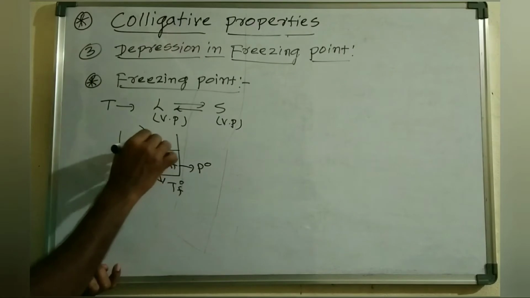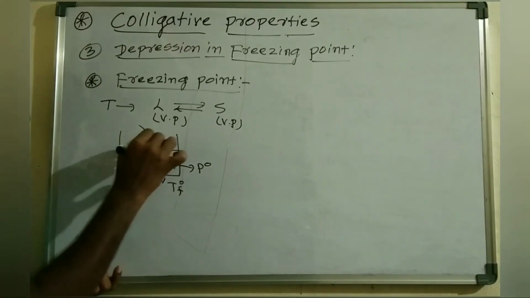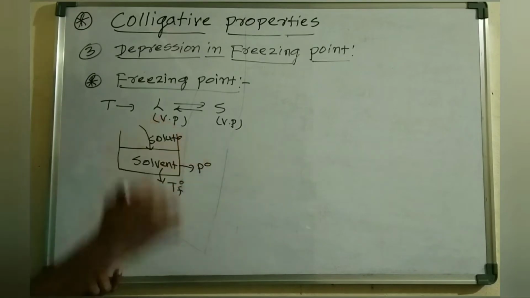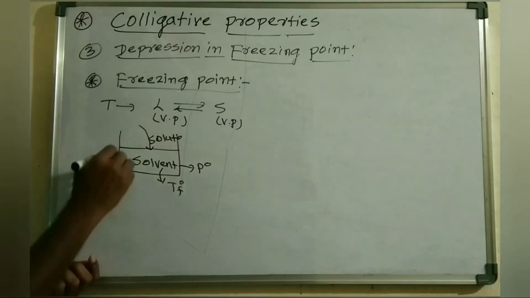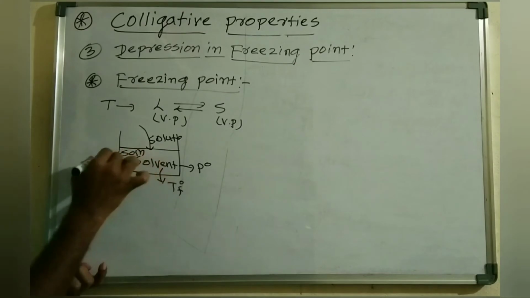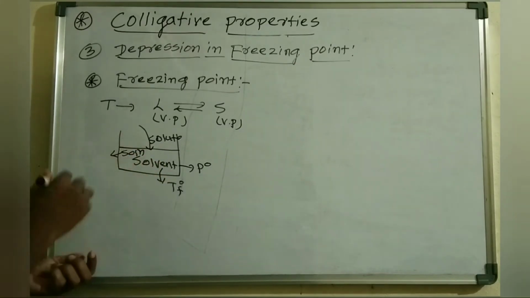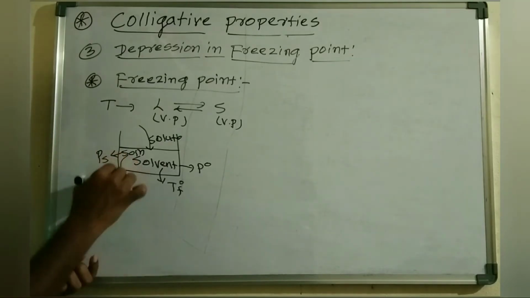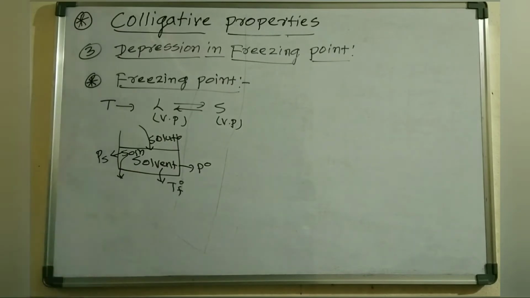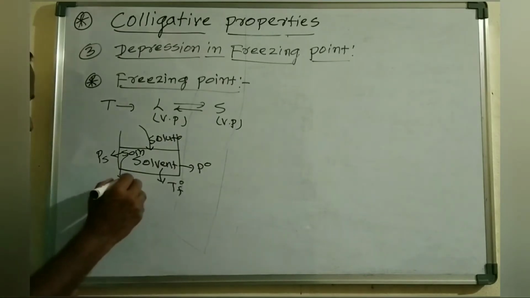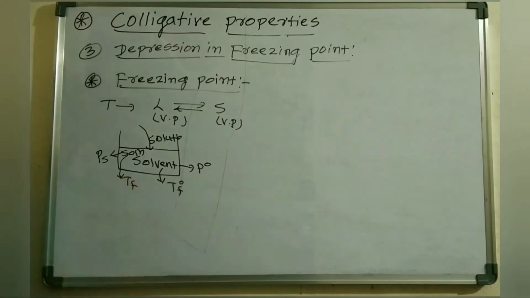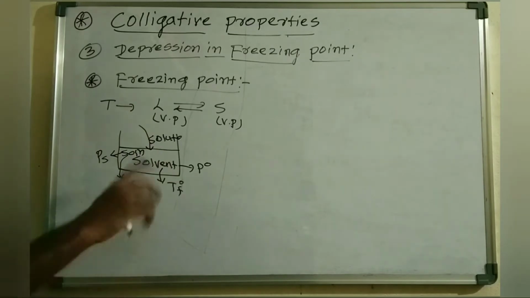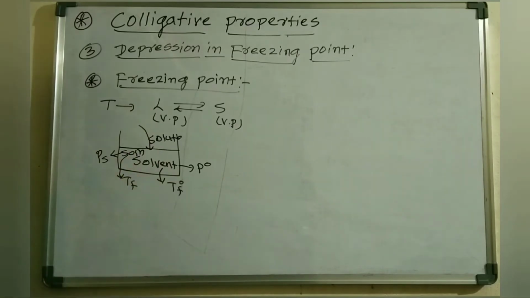If you add some non-volatile solute to the solvent, then it forms a solution, and the vapor pressure will decrease. I am taking the solution vapor pressure as PS, and this solution will have a certain freezing point. That freezing point I am taking as TF. TF is the solution freezing point after adding the non-volatile solute, whereas TF naught is the freezing point of the pure solvent.